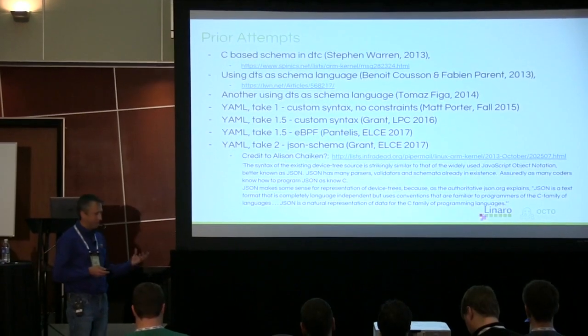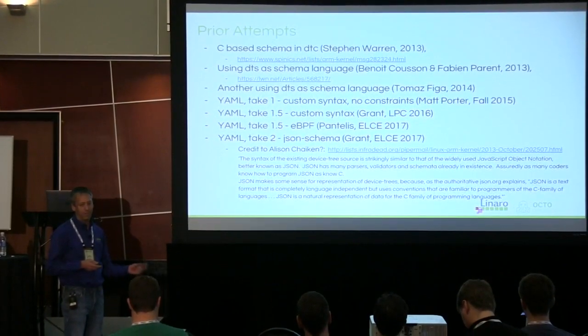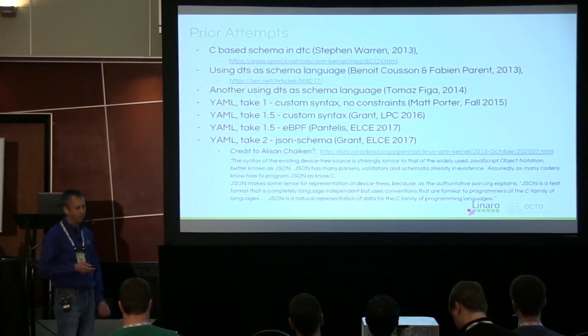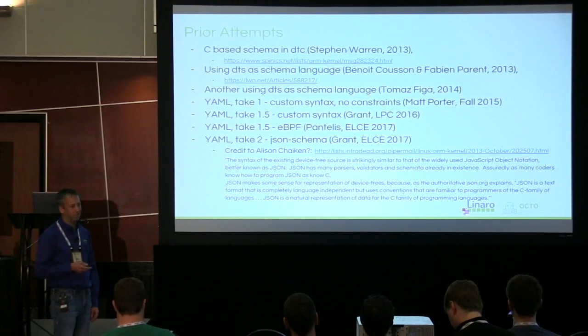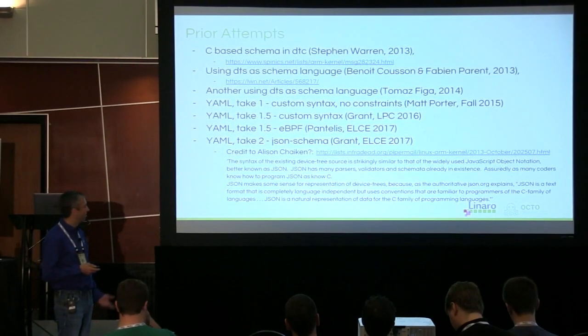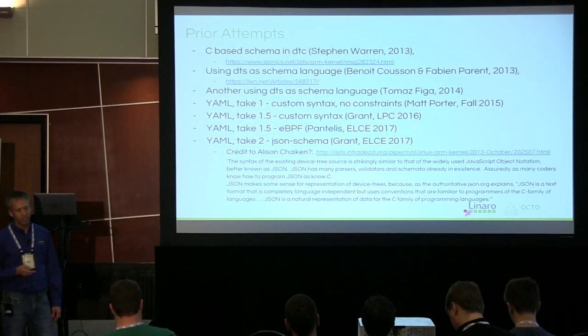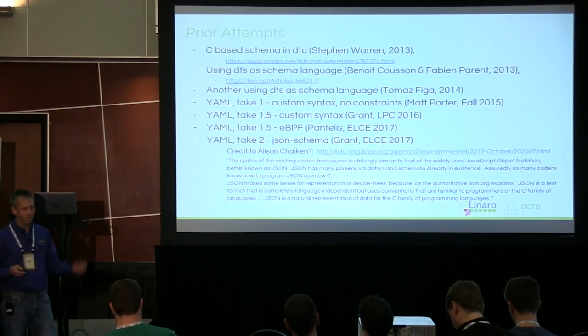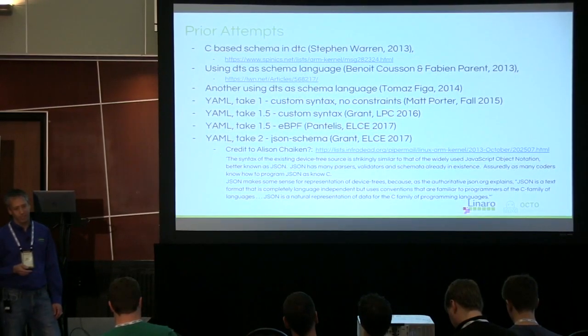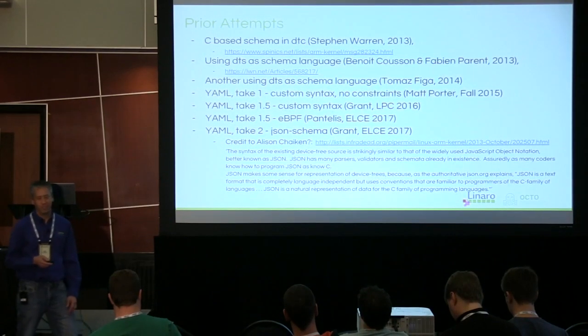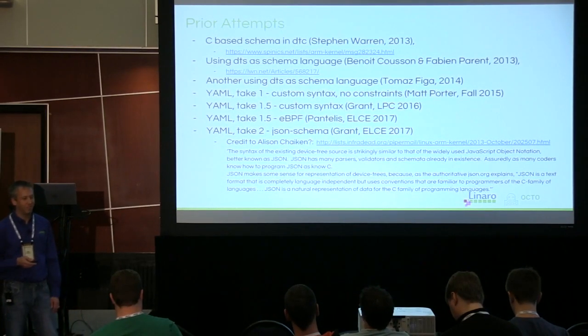But that also handled binding specific checks, which DTC does not support and probably never really will in C, because we need something that's easily expandable to, there's about 3,000 binding documents currently.